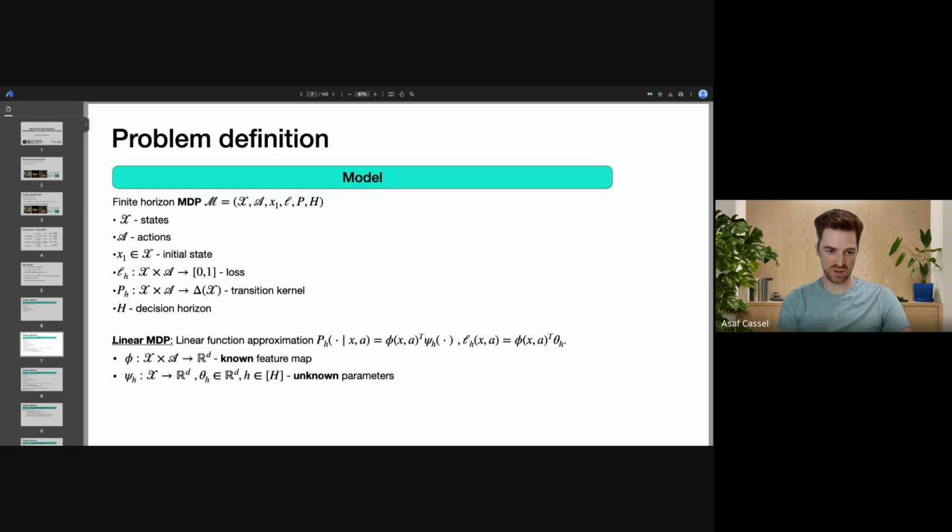Okay, and for this, the classic linear function approximation setting is what's known as a linear MDP. For this, we parameterize the transition function and the losses as linear functions of a known feature map phi. So we assume phi is a known feature map, and the unknown parameters are these psi's and thetas. The thetas are pretty reasonable. They're just d-dimensional vectors. However, the psi's are actually mappings from S to R^d.